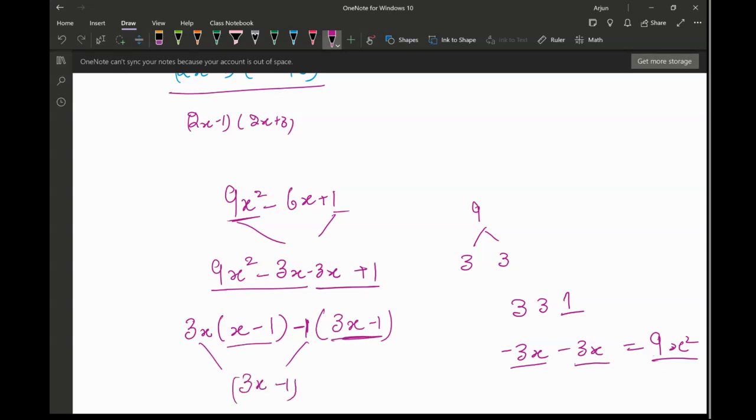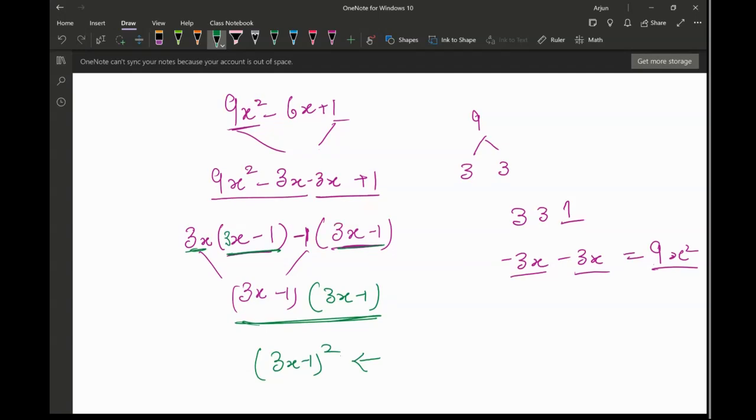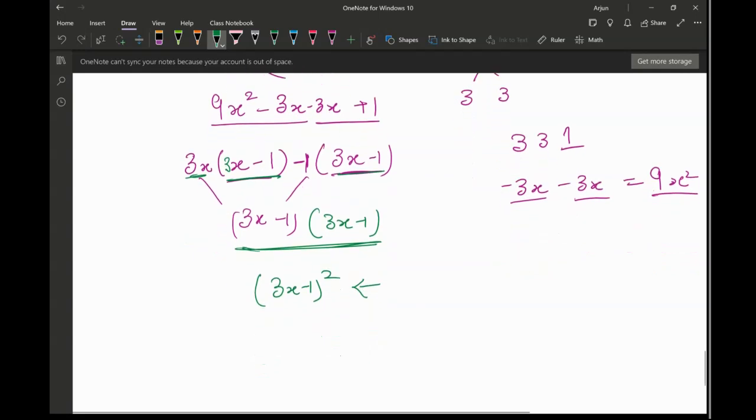I'll collect these two, 3x minus 1. Here, see, I've written it wrong. When I have taken 3 outside, I should write 3x inside remaining. And this is 3x minus 1, because see, now they are alike. So the final answer, I can write it as 3x minus 1 whole square also. So that's how you're going to simplify these questions. I will highly recommend you to solve some of the questions from 6.3.